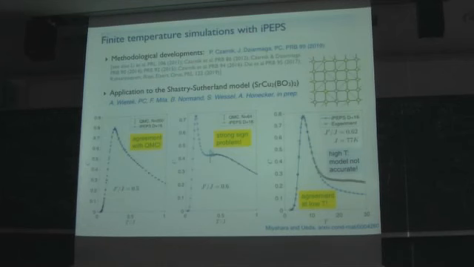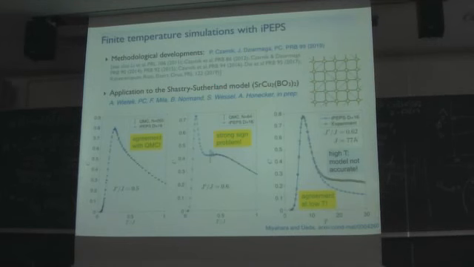So in ongoing work, we're looking at the so-called Shastry-Sutherland model. So that's a spin 1/2 model on this particular lattice here, which has a very nice realization in the material strontium copper borate. So iPEPS was also useful in this context previously to study the ground state phases of this material. And what I'd like to show you here is just a few examples of the specific heat obtained with iPEPS.